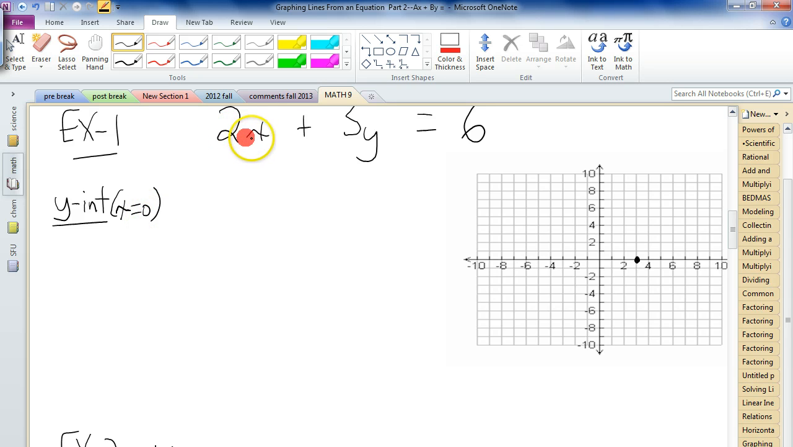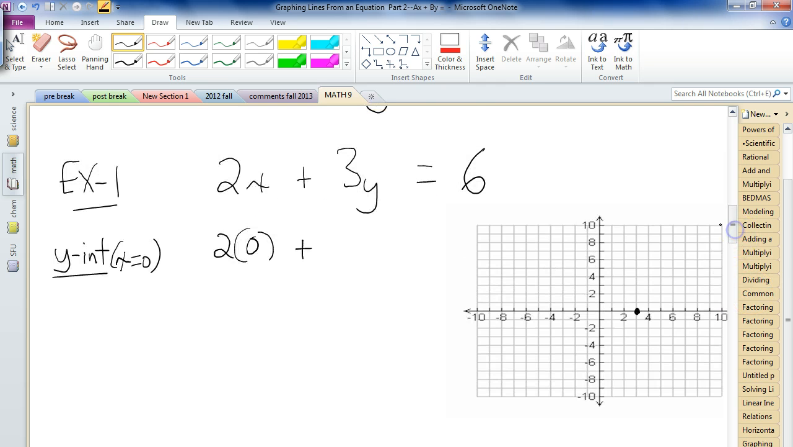So wherever you see an x, you're going to put a 0. So 2x, let's put a 0 there. So 2 times 0 plus 3y equals 6. 2 times 0 is 0. That's the whole point. When you put a 0 there, it blows the whole term up. It's gone. You're left with just 3y equals 6.